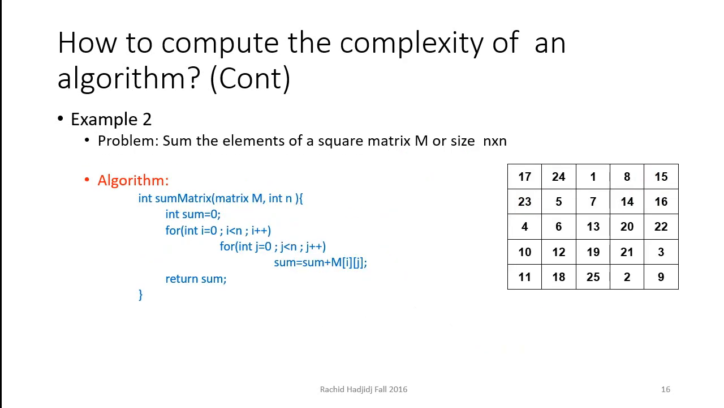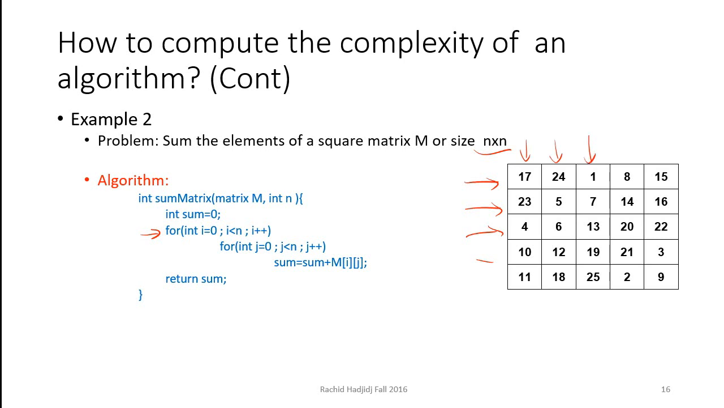Now let's look at another example where we have embedded loops. And this problem is about adding the elements of a square matrix n by n. So it's the same problem. We need just to add the elements of the matrix. And for this, we use two loops. One is embedded in the other one. The first loop allows us to go through the rows. And for each row, we go through the columns.